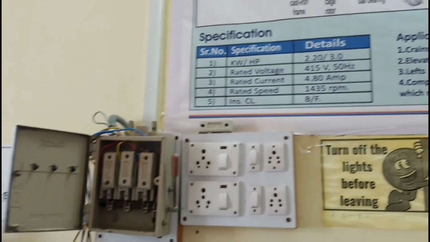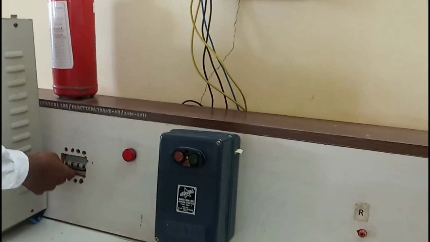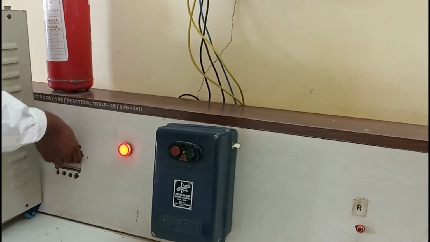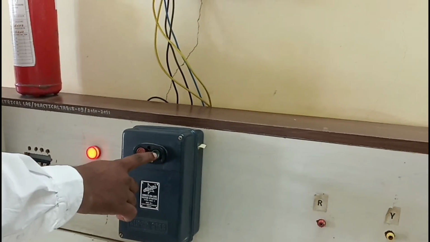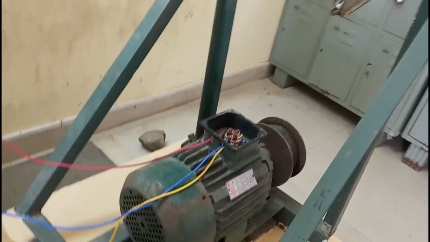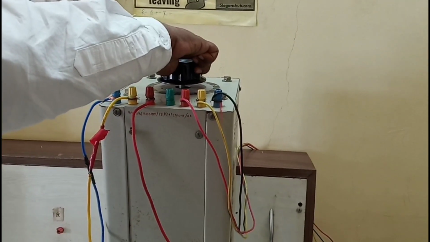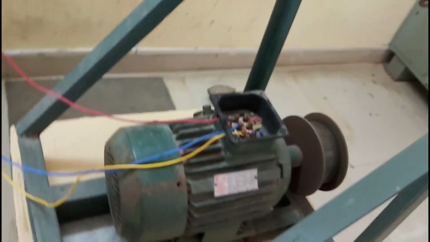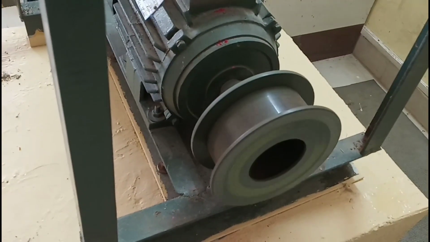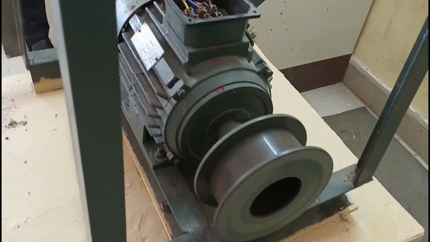Main supply. Next we are connecting the DOL starter. To start the three-phase induction motor we are using the green button, and here we are giving the three-phase AC supply to the induction motor with the help of the auto transformer. Now we can see the direction of the induction motor has reversed to the anti-clockwise direction as per the circuit diagram.